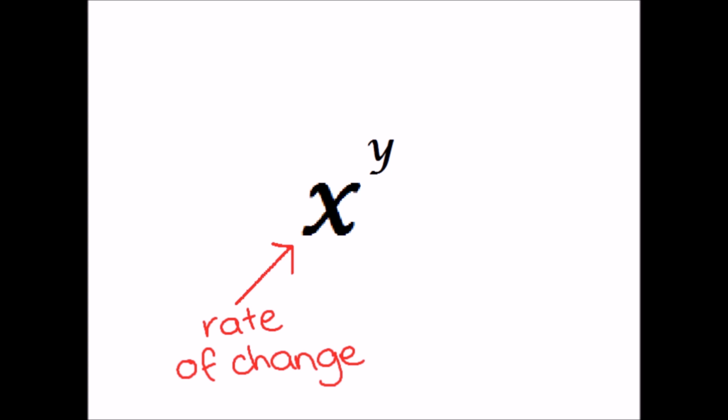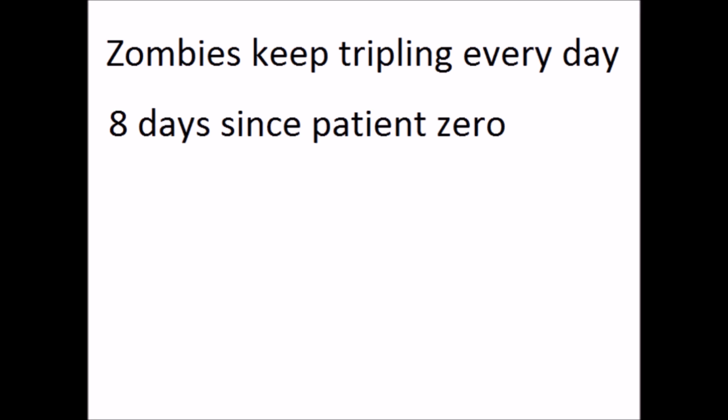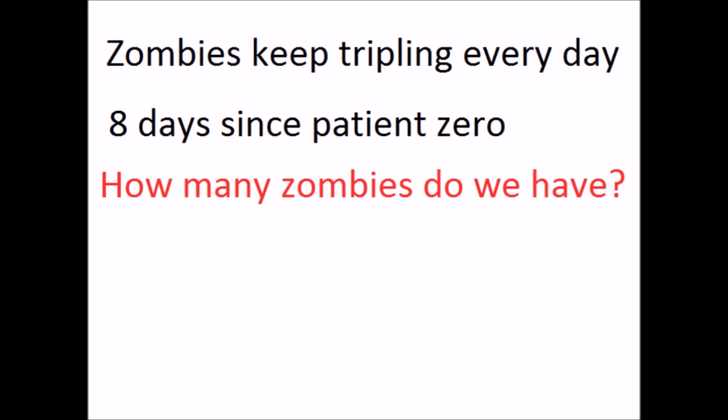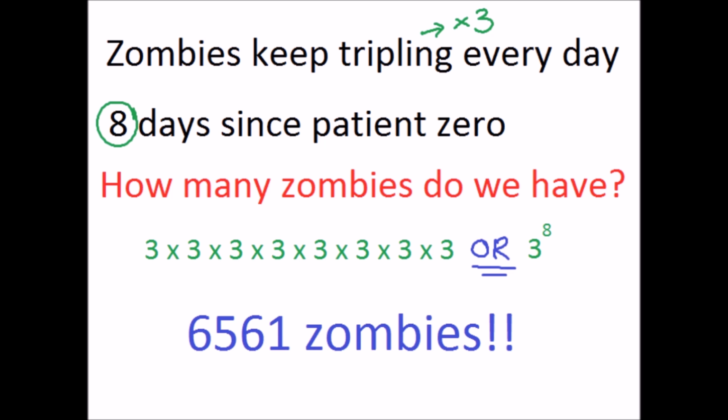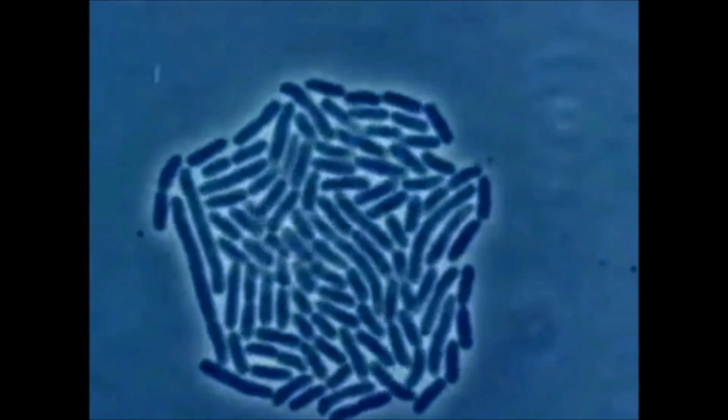So going back to the zombies example, we can work out exactly how many zombies are going to be around if we know the rate of change and how much time has passed, or how many changes have occurred. So for example, if we have a zombie apocalypse situation where we know the number of zombies keeps tripling every day, and it's been 8 days since the initial outbreak, how many zombies would we have? Well, we have 8 days, and we're multiplying by 3 each day, so we'll have 3 times 3 times 3 times 3 times 3 times 3 times 3 times 3 equals 6,561 zombies.